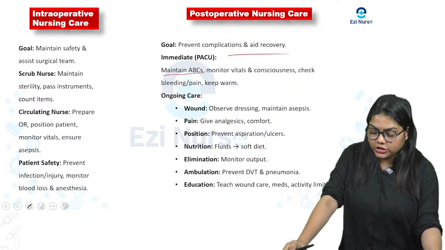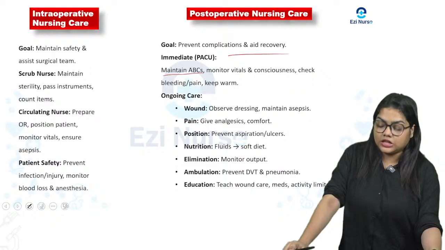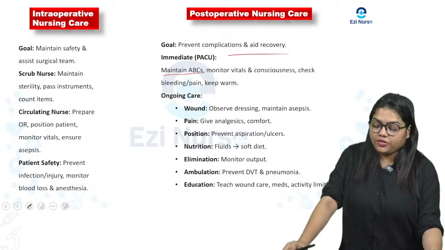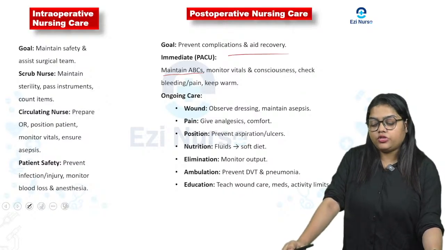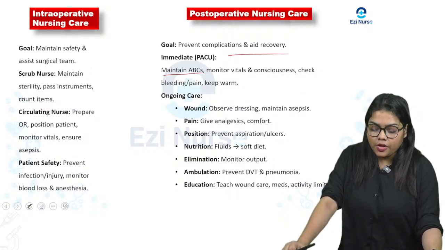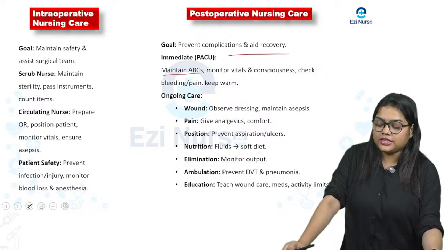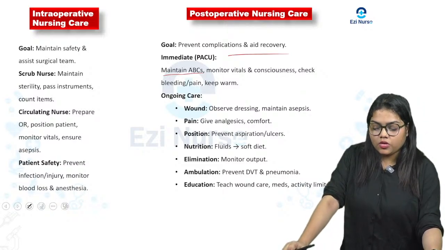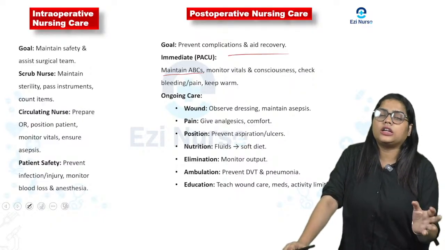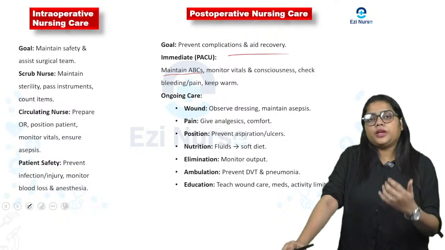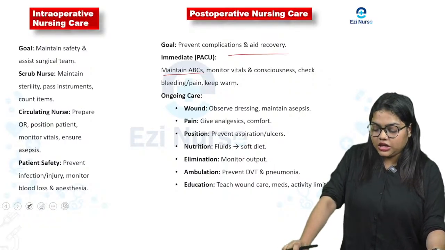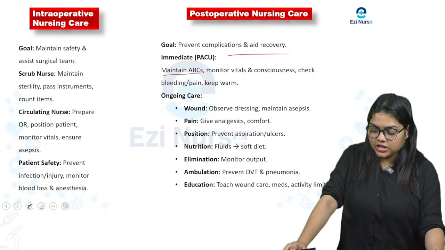In between that, the ongoing care will be wound care, where we will observe the dressing and maintain the aseptic technique. Then pain. If the patient has pain, we have to give analgesic and try to give the maximum comfort that is possible. Okay, then position. For the position, we have to prevent aspiration and ulcers. Okay, so pressure ulcers can occur for the patient who is continuously sitting or sleeping in a position for a longer period of time after the surgery. So we have to prevent aspiration and ulcers.